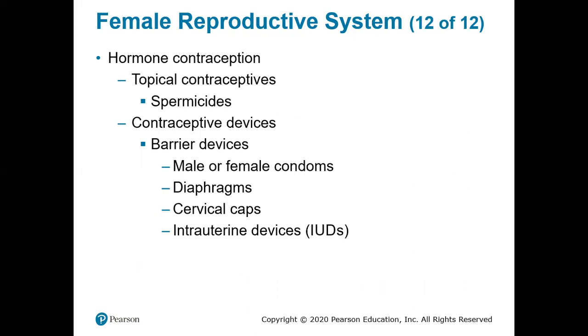So there are some topical contraceptives available. Most of these are going to be in the form of spermicides. And then we also have contraceptive devices. These are barrier devices. So we have the male or the female condom, diaphragms, cervical caps, and nowadays we even have intrauterine devices or IUDs.